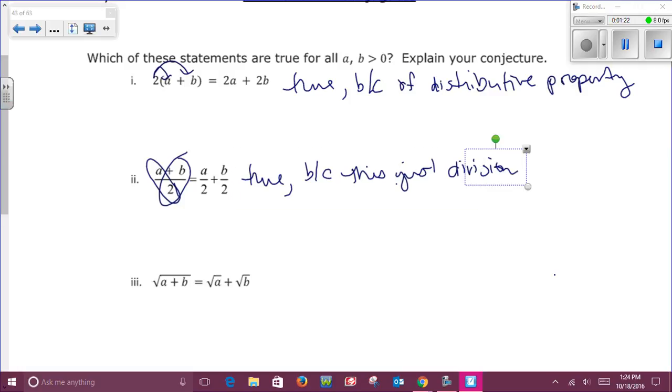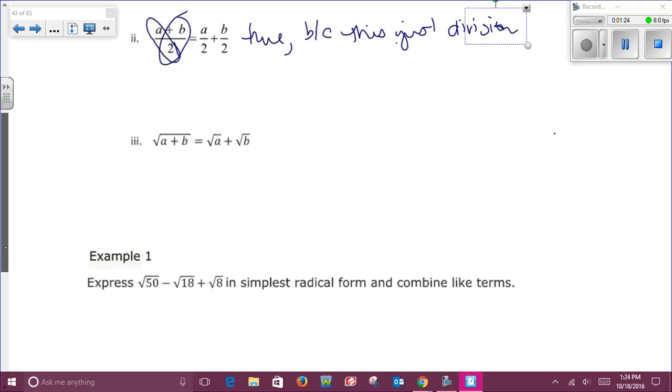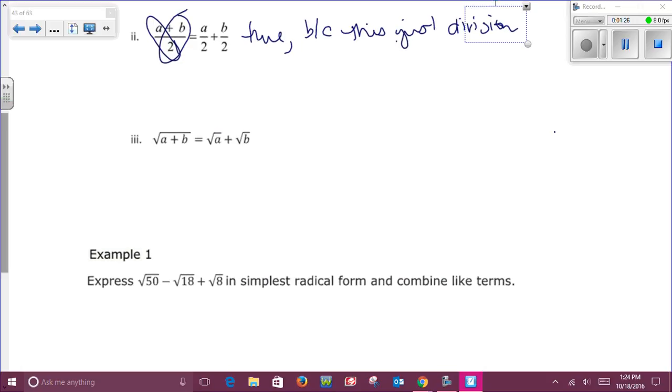So number 3. Is the square root of a plus b equal to the square root of a plus the square root of b? Well, this is false. And this is a mistake that a lot of students make. And we need to be careful with this. And I'll give you an example of why it doesn't work. And as soon as I can show you an example of why something doesn't work, then we know it doesn't work.